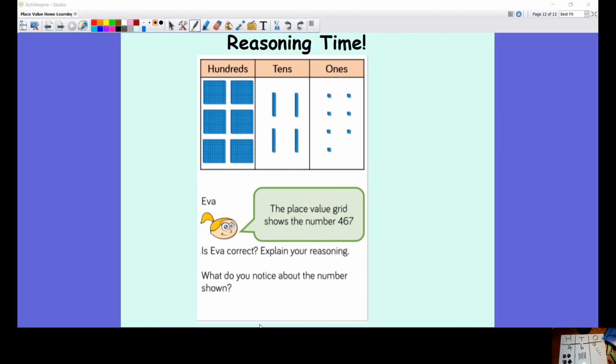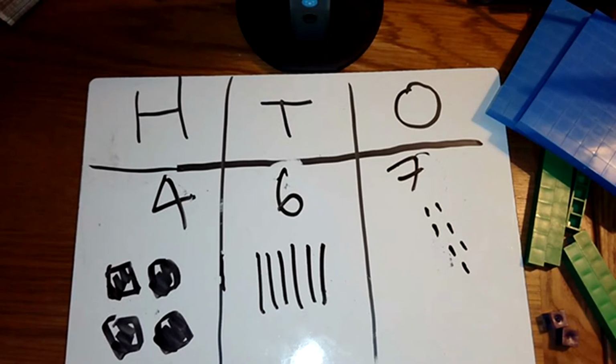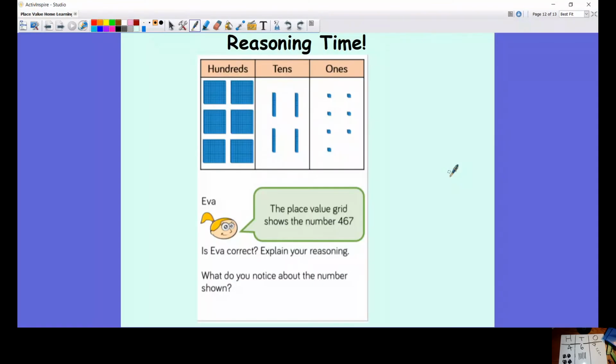Now, I don't think that's what Eva has drawn. Have a look at yours and have a look at Eva's. They're not correct. What number has she drawn? She's drawn how many hundreds? Count with me. 1, 2, 3, 4, 5, 6. She's drawn 6 hundreds. How many tens? 1, 2, 3, 4 tens. And how many ones? 1, 2, 3, 4, 5, 6, 7 ones. She's drawn 647. She's got her tens and her hundreds confused. Oh dear, Eva.